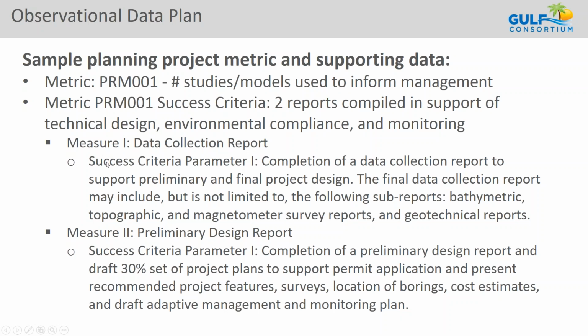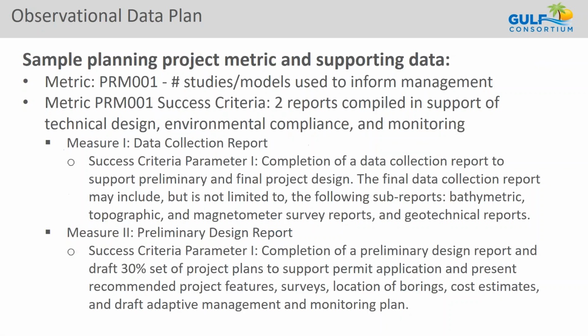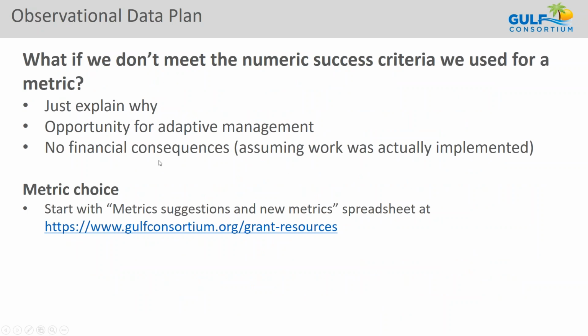And they need it for all the projects. Every metric has its official metric in the name and also a numeric success criteria. Like acres of wetland restored, for example: if we say we're going to restore 200 acres and we only restore 100, that's okay. You still get reimbursed for the project. We just have to explain why.